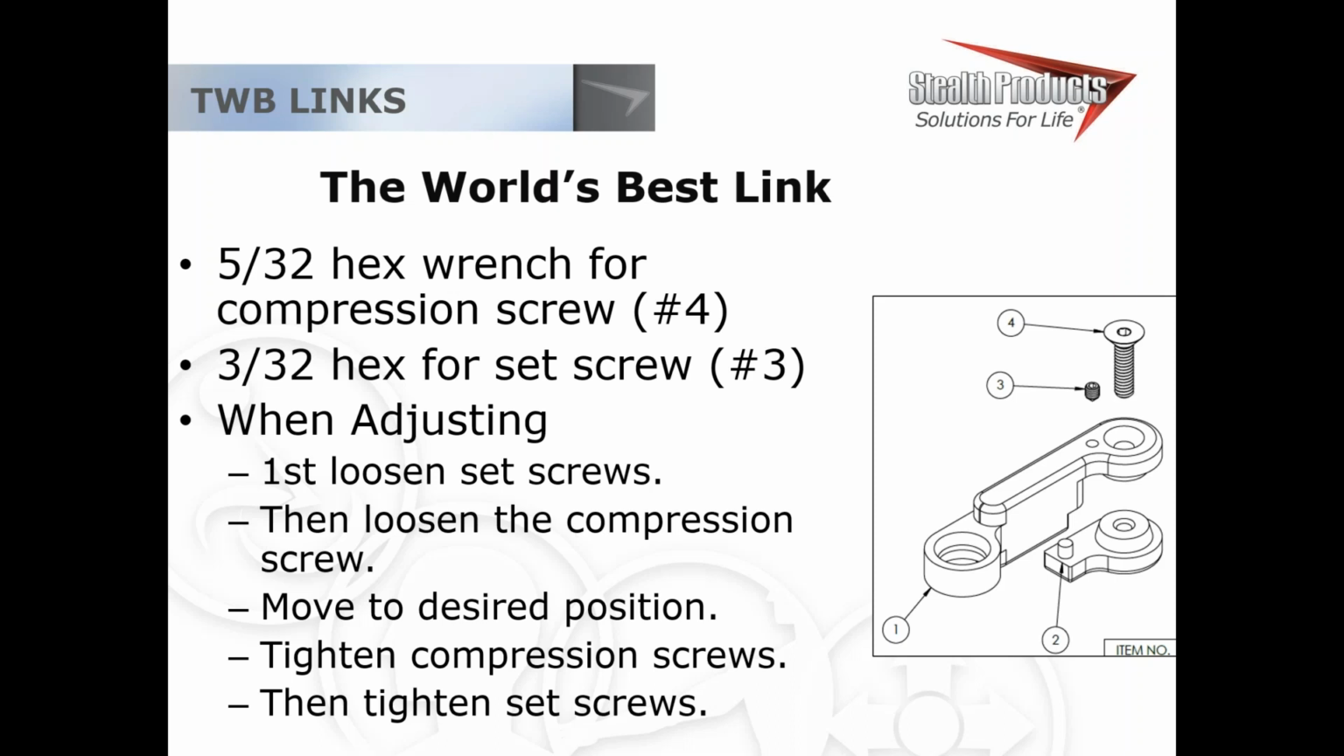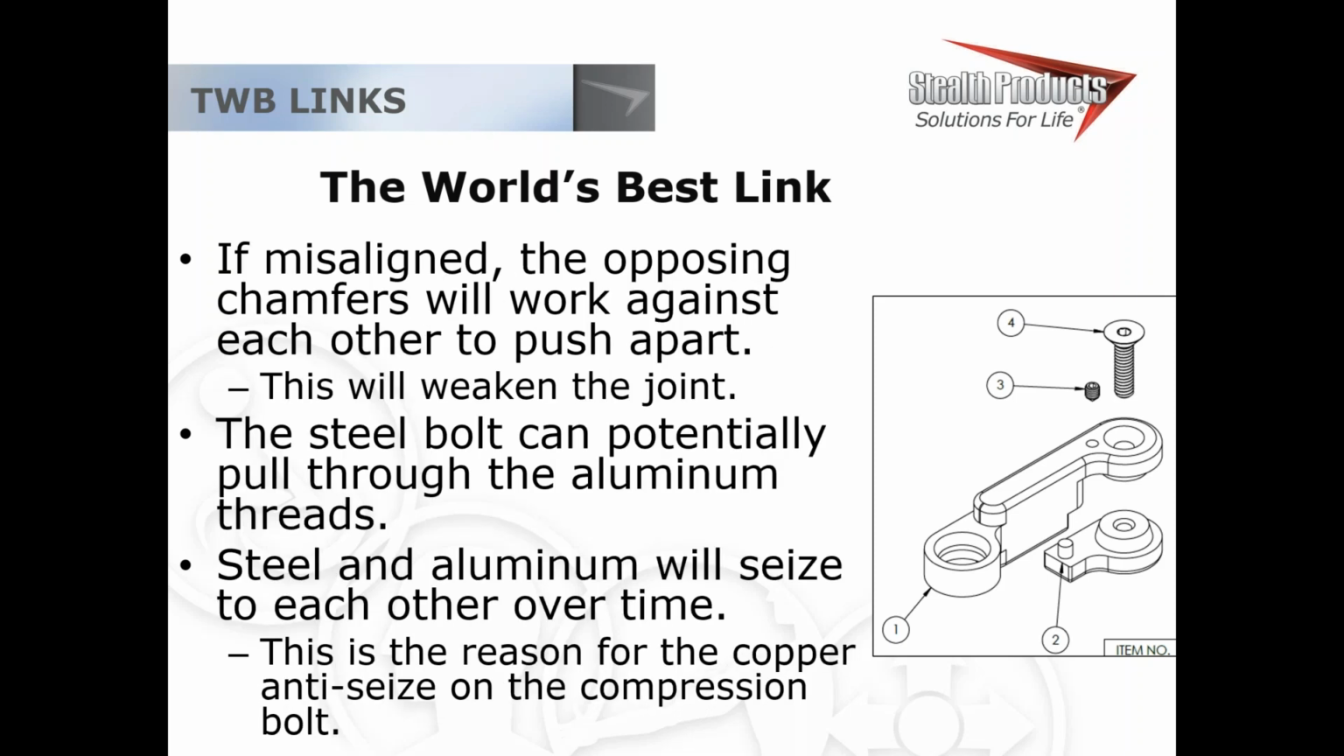It's not common for people to follow this process. There's a lot of people who just deal with the compression screw only and forget about the set screw altogether, and that causes issues. So if things are misaligned, such as having a set screw poking out as you tighten down, it'll start to make those opposing chamfers line up not perfectly. And when they are not perfectly lined up, they actually push apart. They fight against each other and weaken that joint. If they're not lined up perfect, every time you tighten it down, it's just going to get a little bit weaker and a little bit weaker.